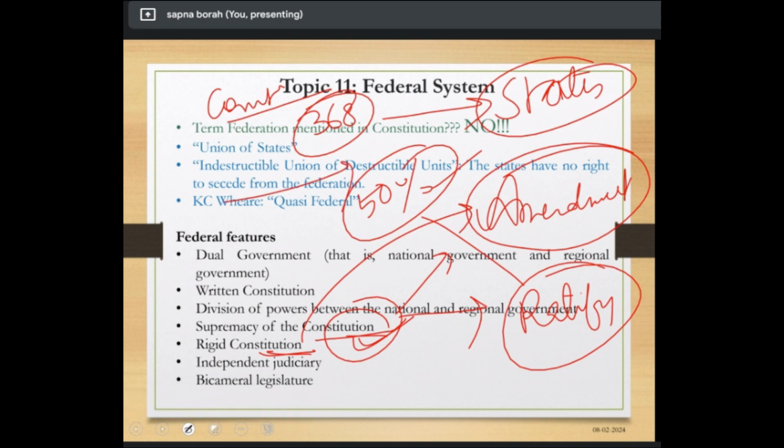It was made tough. Special majority was given, if you remember, right? And a part of the constitution is also flexible. We can do it just by simple majority, right? So this part of the constitution, which is rigid, hands over the power to the states.